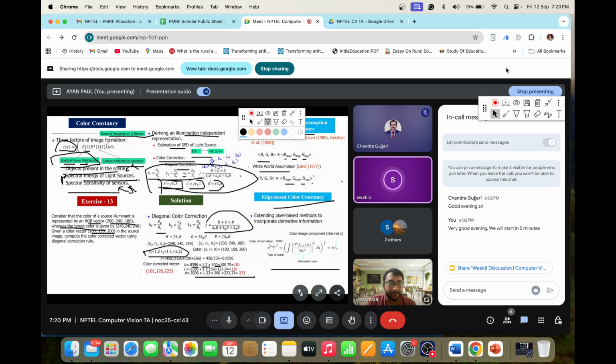No, I want to understand more about this thing, color constancy. What is, I mean, what is the intuition behind this thing?